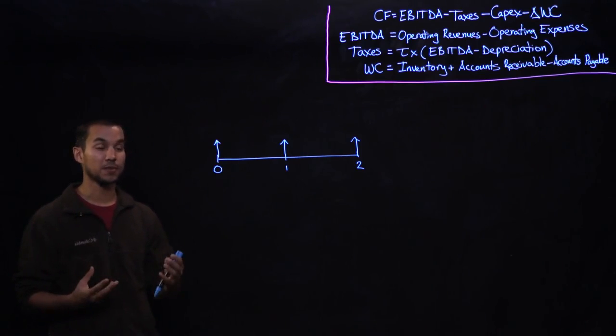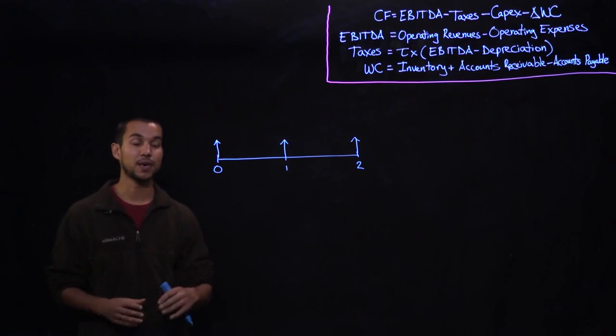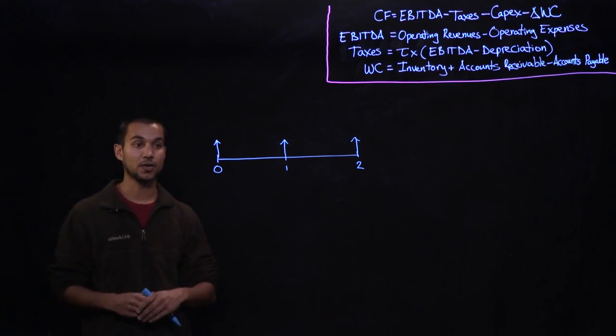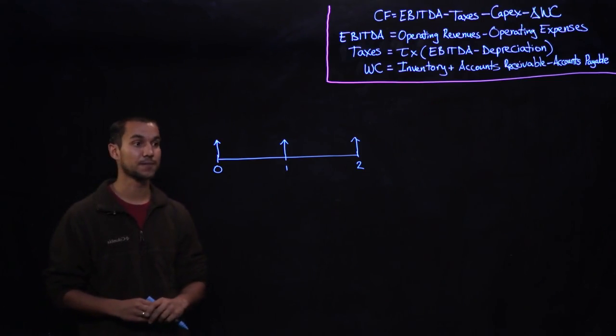Another way that firms might decide whether or not to take a project is by calculating its internal rate of return, its IRR. The internal rate of return is essentially the average rate of return that this company would earn on their investment if they invested in this project.